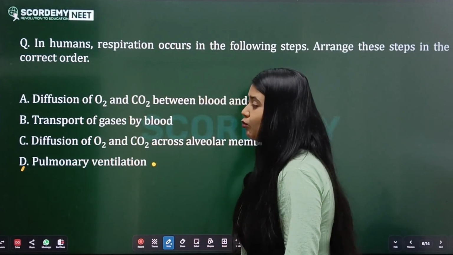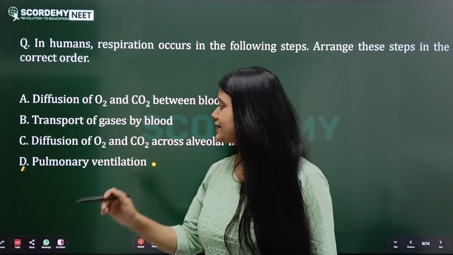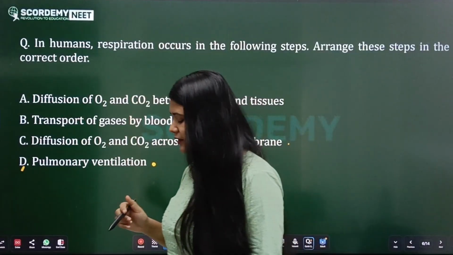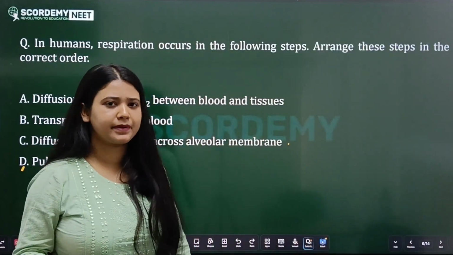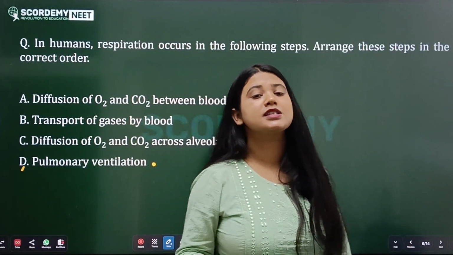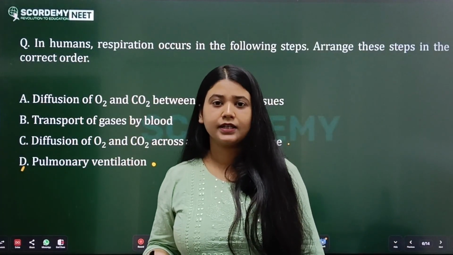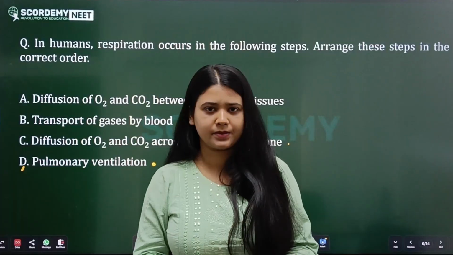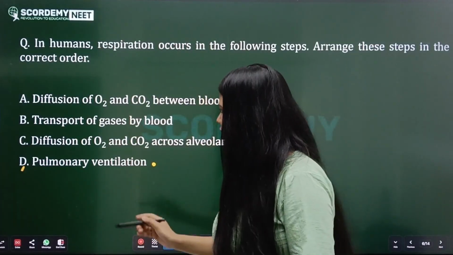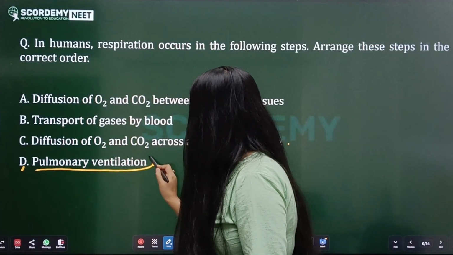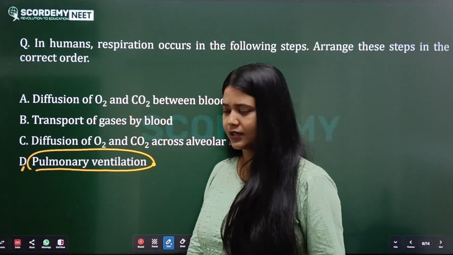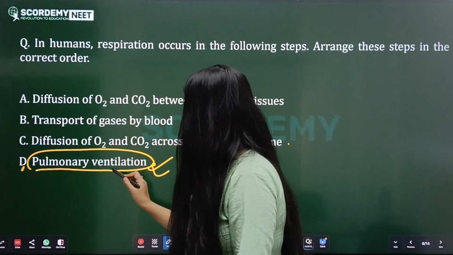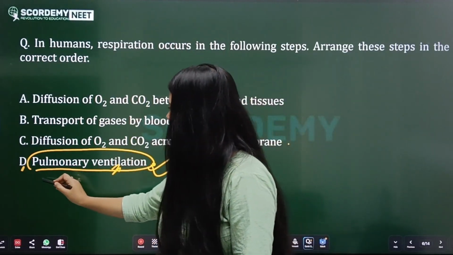Why did I say this is a conceptual question but also purely common sense? Because what is the first step of respiration? It's breathing, right? Breathing is a part of respiration, and it is the first step. We all know that. So pulmonary ventilation is the first step. Breathing means ventilation, isn't it? So this is the first step.